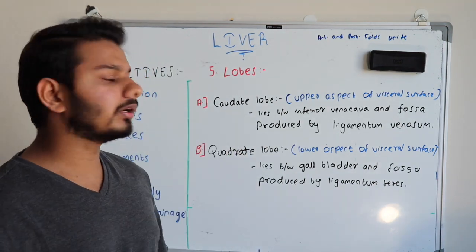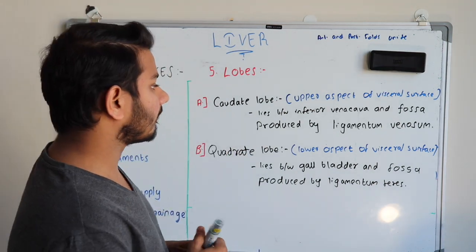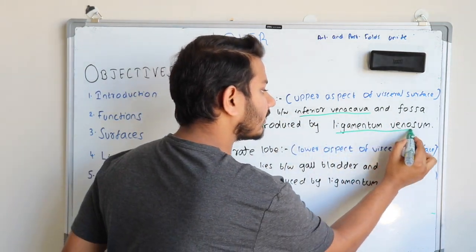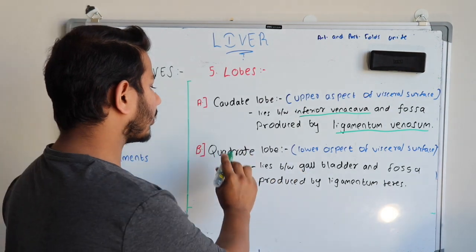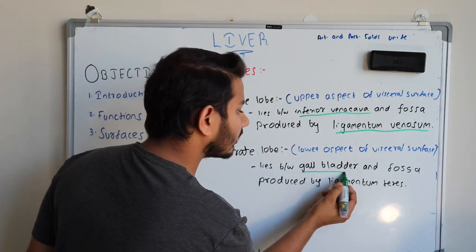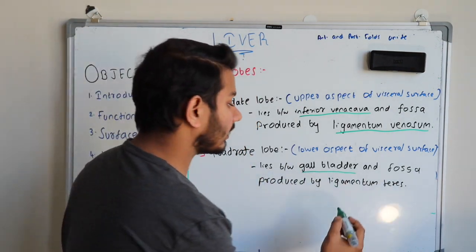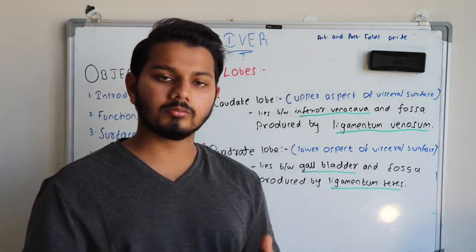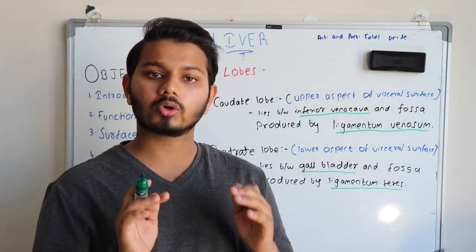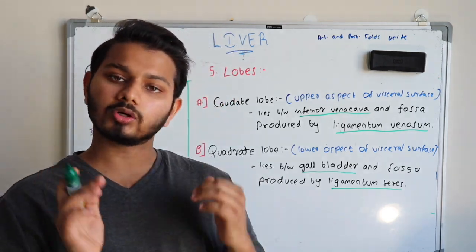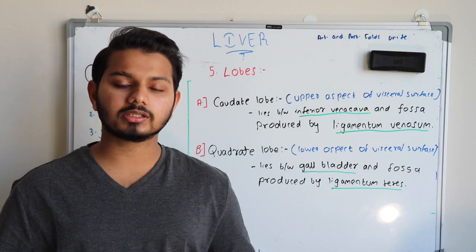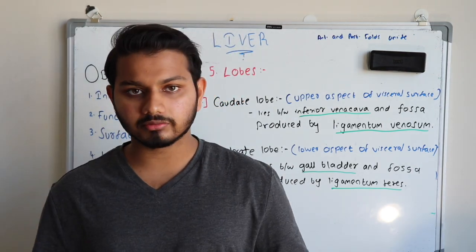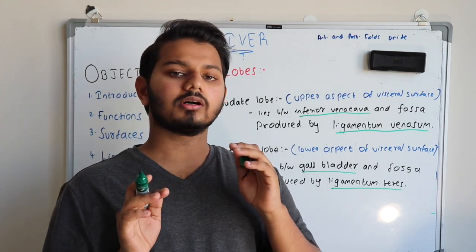The caudate lobe lies between inferior vena cava and fossa produced by ligamentum venosum, whereas the quadrate lobe lies between gallbladder and fossa produced by ligamentum teres. And both caudate and quadrate lobes are separated by porta hepatis. This porta hepatis transmits vessels, nerves, ducts in and out of the liver, except for hepatic veins.